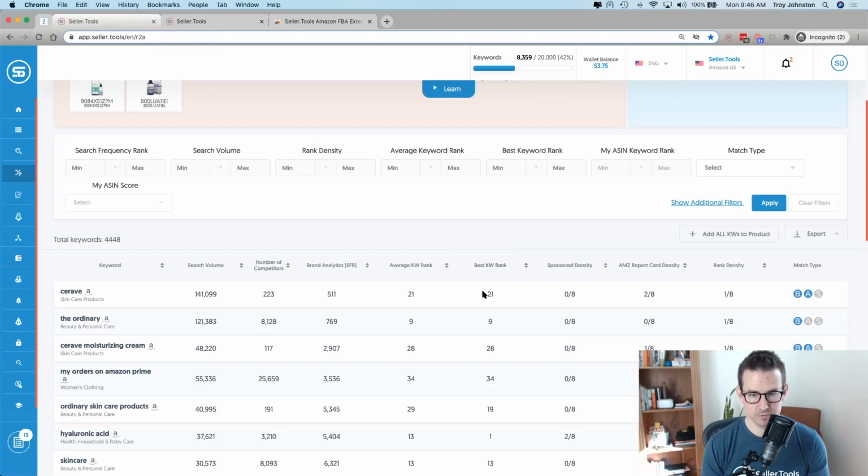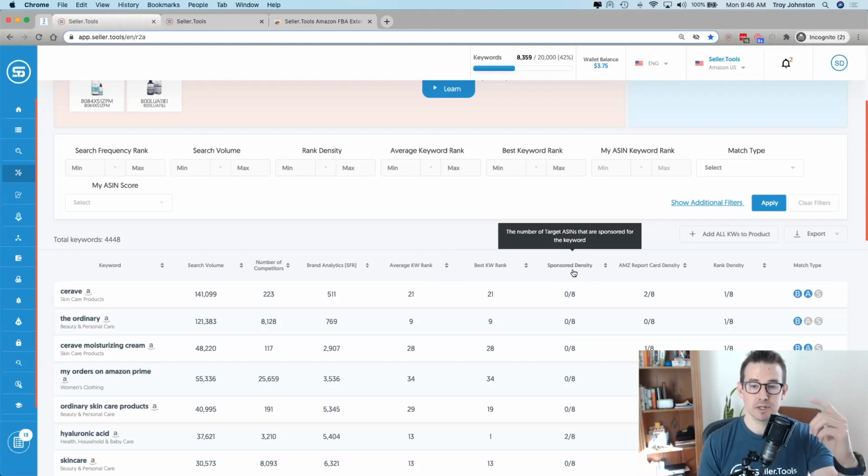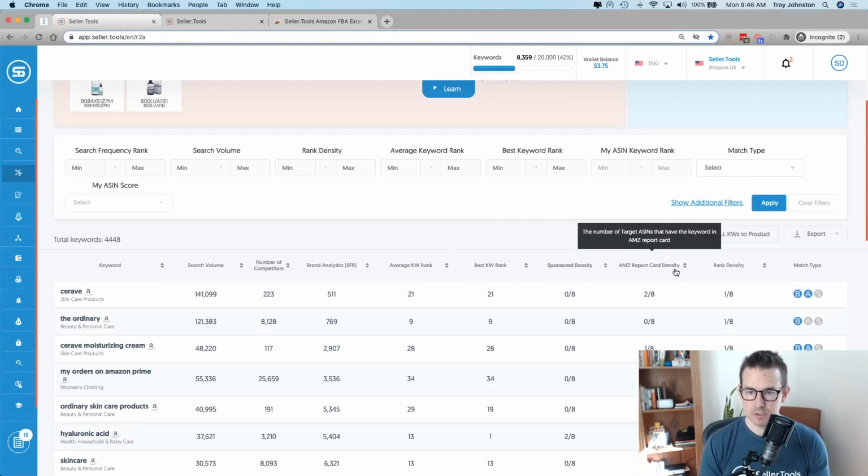So we've got 21st place here as well. Sponsor density: how many of those target ASINs are detected running a sponsored ad for that keyword? How many for AMZ report card density are showing up in Amazon suggested data? Again, this is how Amazon describes a listing in keyword form. How many of our target ASINs are showing up for that suggested data or AMZ report card?